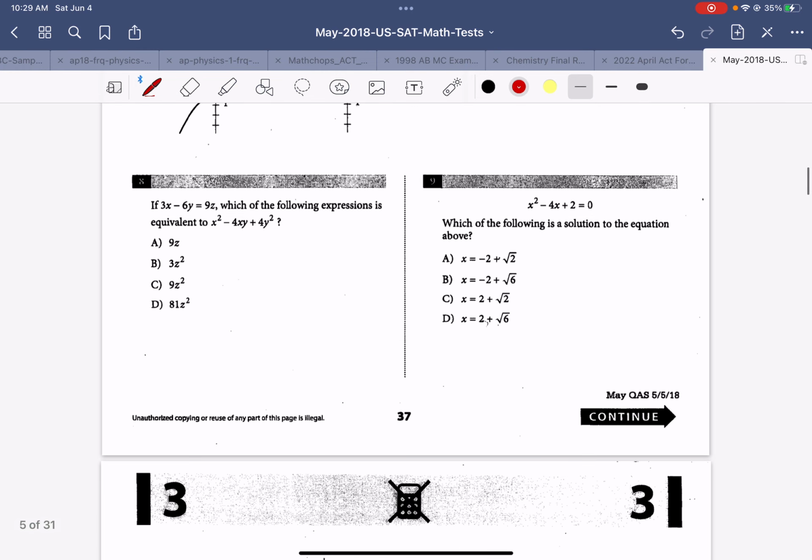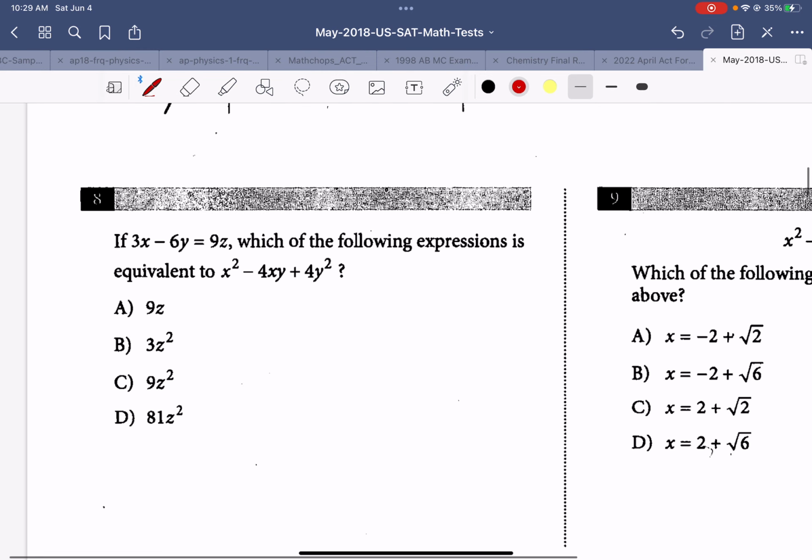Now, number 8. 3x minus 6y equals 9z, and then which of the following expressions is equivalent to x squared minus 4xy plus 4y squared? So first step, I would reduce this one first by 3. So x minus 2y equals 3z.